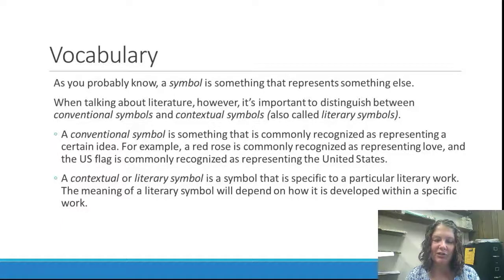A contextual or literary symbol is a symbol that is specific to a particular literary work. The meaning of a literary symbol or a contextual symbol will depend on how it is developed within the specific work. So, in other words, the meaning is dependent upon the context of the literary work that it appears in.